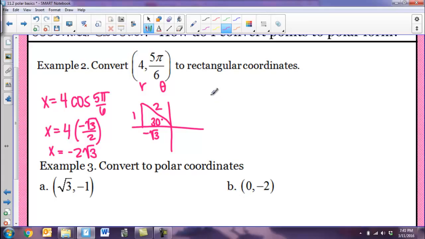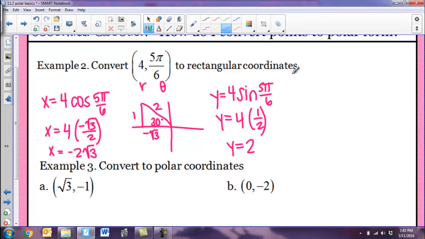Okay, I'm going to do the same thing for my y coordinate. I'm going to take my radius and times it, though, by the sine of the angle that they gave me. So my picture still stands, which is nice. I only had to draw it once. And I'm going to have my opposite now over my hypotenuse, and 4 times a half is just 2.